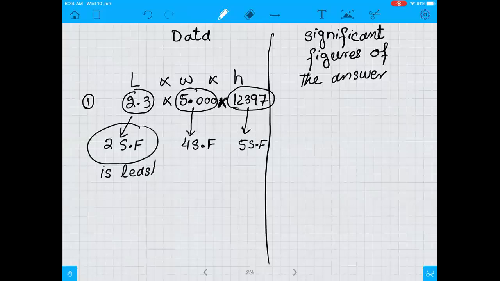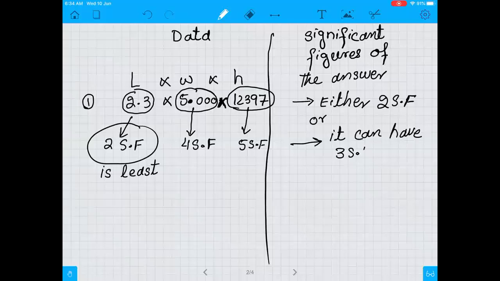Now, by principle, the answer can have either two significant figures or it can have three significant figures, as one significant figure extra is allowed. So when you multiply these three numbers, the answer should have either two significant figures or it should have three significant figures. It will follow the least significant data.